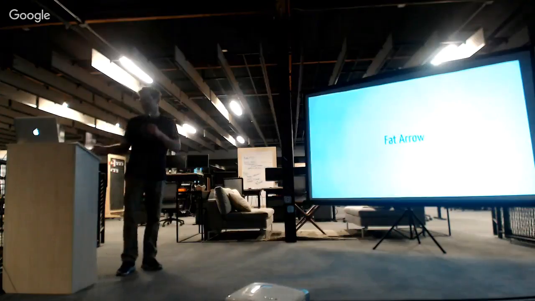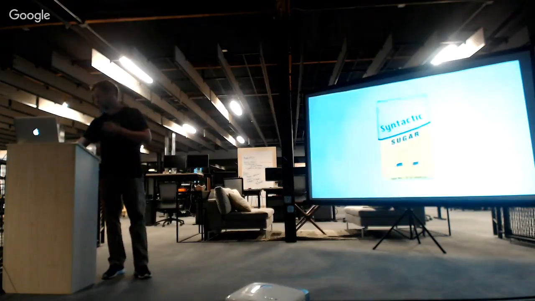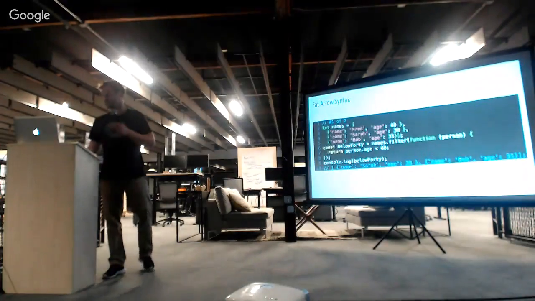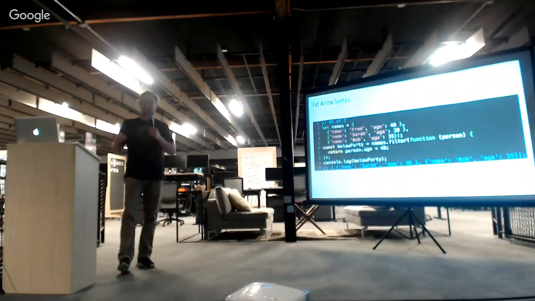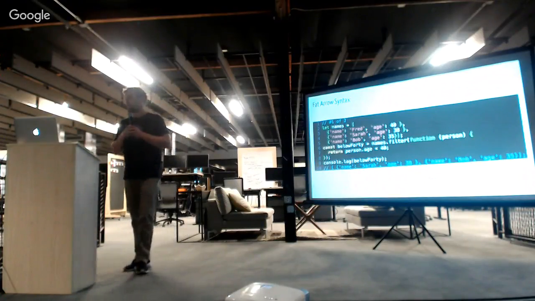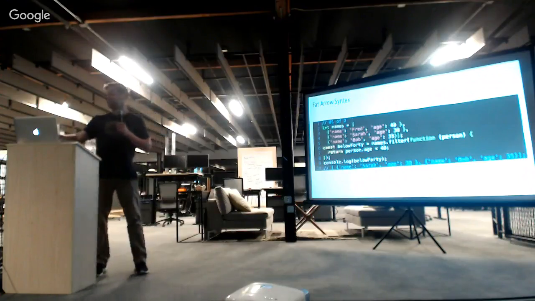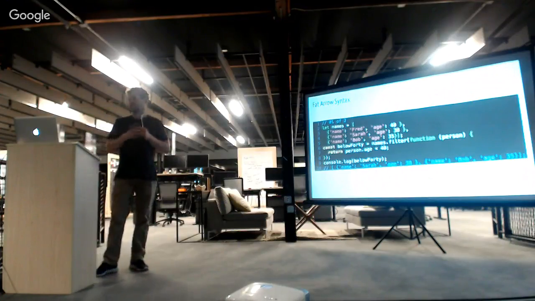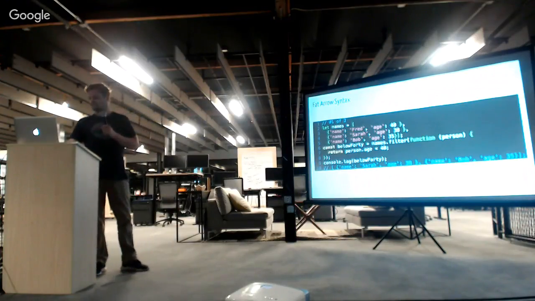So the next one I'm going to talk about is fat arrow. And the first part about it is syntactic sugar. It just makes the code look a little bit cleaner. So in particular, we're going to be talking about line 6 from this code up here. Right now, we just have an anonymous function that's doing our filtering and returning anyone whose age is less than 40.